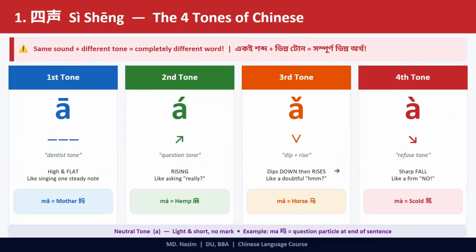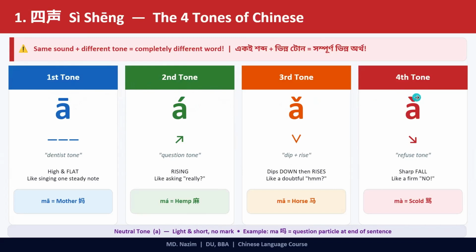So now we will learn Chinese tones. The most important part of Mandarin Chinese is pronunciation. Unlike English, Chinese is a tonal language. That means the tone changes the meaning of a word. Let's look at an example. Here, ma, first tone. This flat line is a tone mark, the first tone mark. And this is the second tone mark. This is the third tone mark. And this is the fourth tone mark.